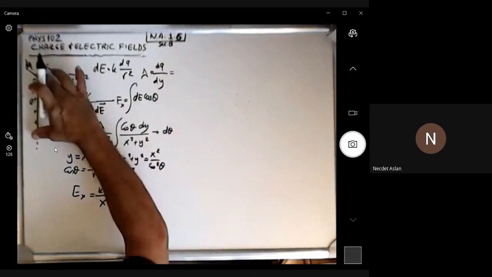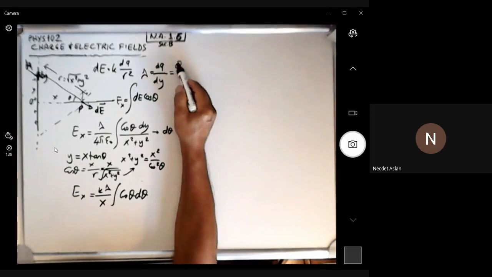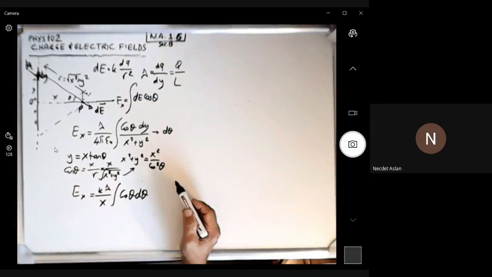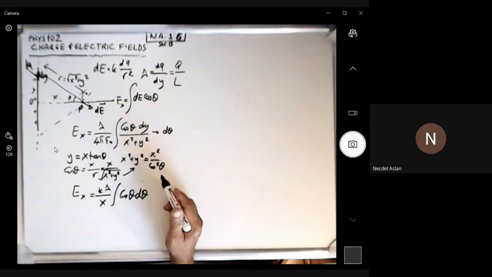Usually, if this has a finite length, instead of dq over dy, you can also take total q divided by total distance, okay? For some problems which have finite length, we can use this expression.